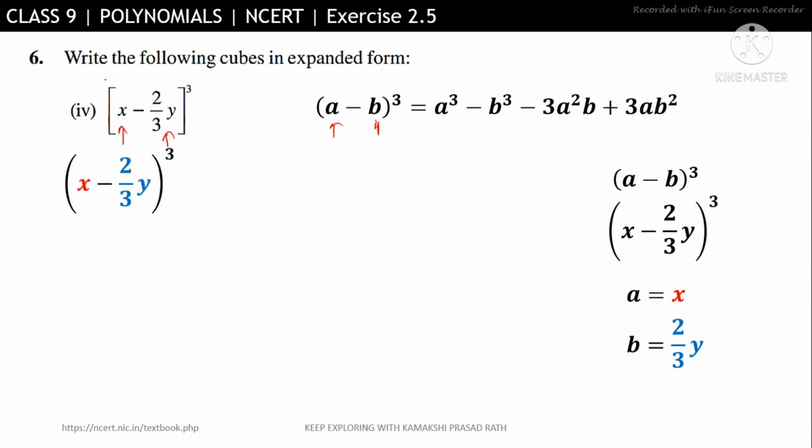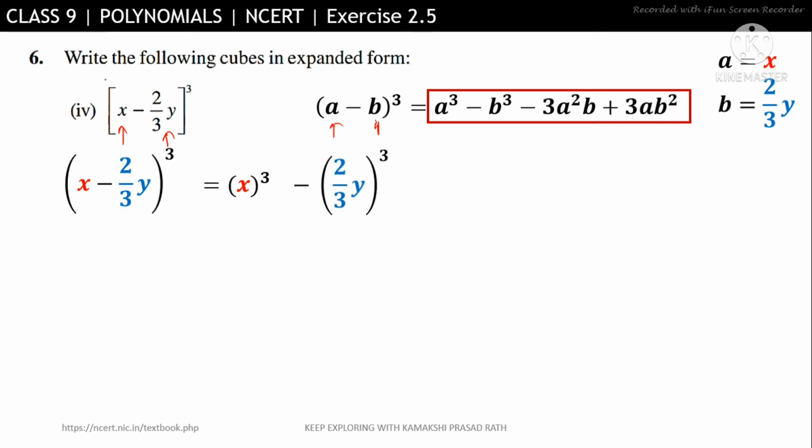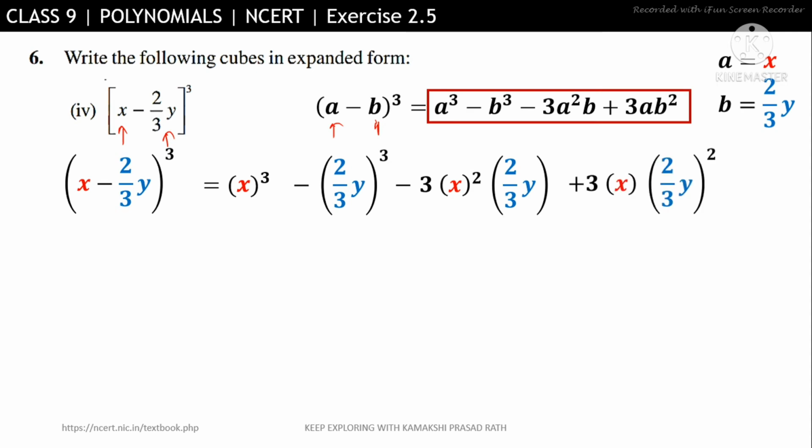So let's start. So a minus b whole cube. So this is in the form of a minus b whole cube, where a is x and b is 2 by 3 y. So let's substitute these values in our identity. First is a cube, then b cube, then minus 3a squared b plus 3ab squared. So wherever a is there, we have used x. Wherever b is there, we have used 2 by 3 into y.